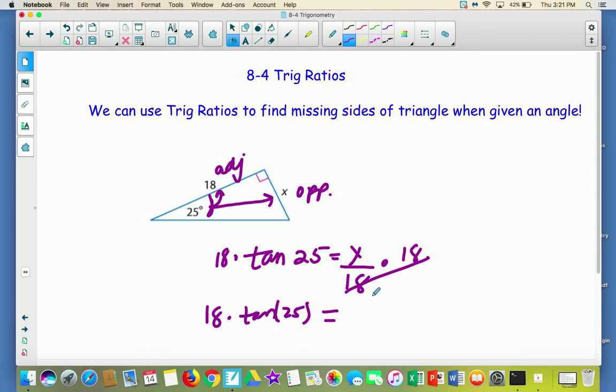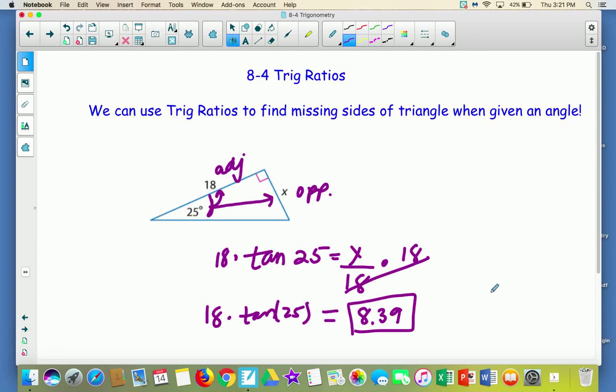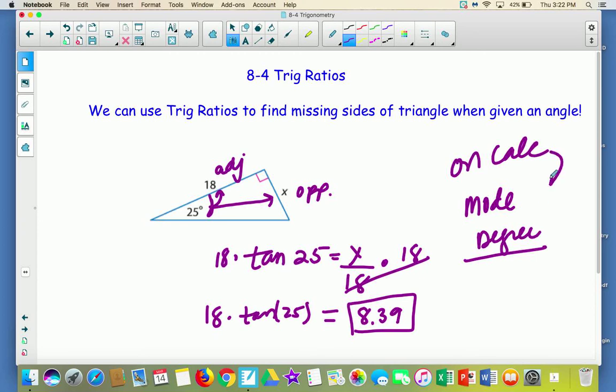When you do that, you should get 8.39. That should be your answer. And if you do not get this, you need to go on your calculator, go to mode, and make sure you are in degree mode. Okay, so on your calculator, make sure you are in degree mode. Alrighty, let's do another example.